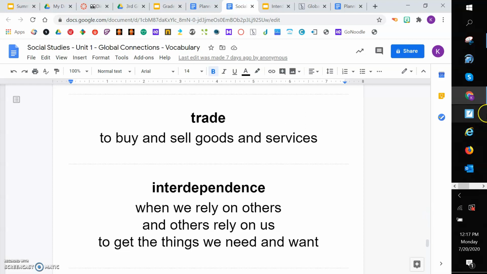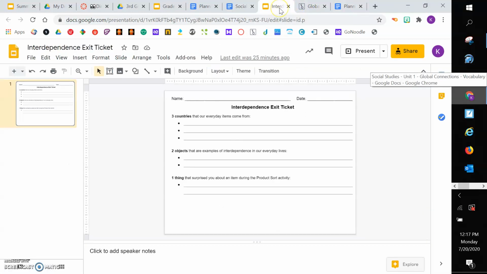What you're going to do today is make a copy of this Google slide called the Interdependence Exit Ticket. And you're going to be thinking about all the things that we talked about today, as well as the product tag activity that you completed. You're going to list three countries that our everyday items came from. What are three countries that when you did that activity, you realized, man, I have things from those three countries in my own house?